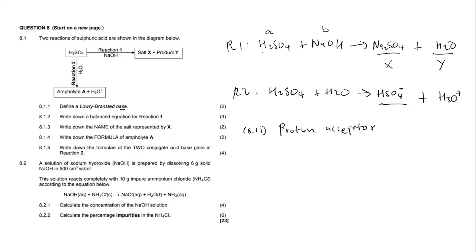It is a proton acceptor. Okay. All right. Now 8.1.2, they say to us, write down a balanced equation for R1. Write down the balanced equation for R1.